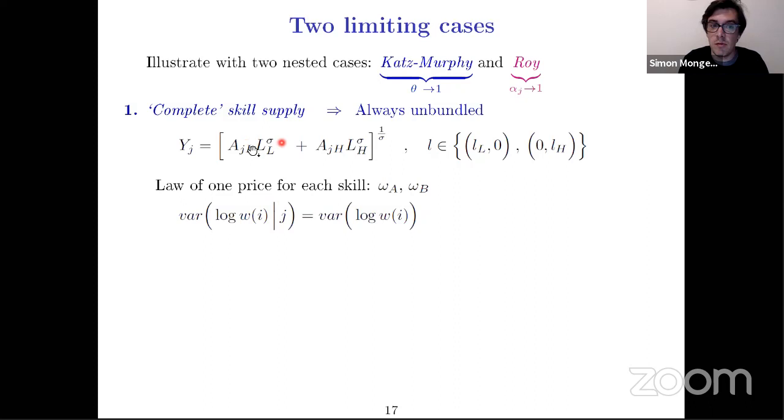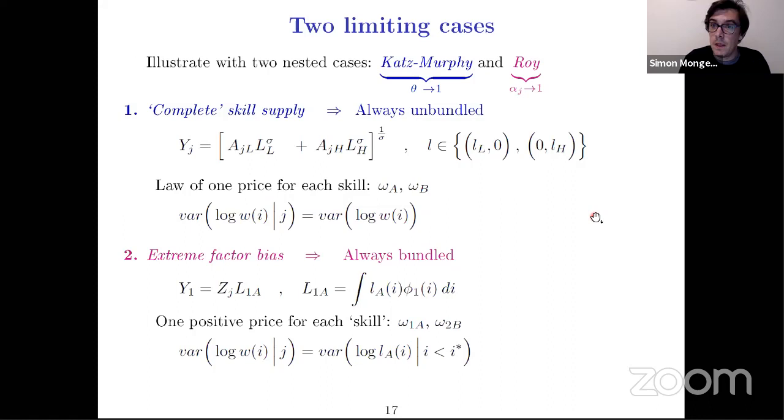So I could have one sector which is very biased towards high skill, one sector which is very biased towards low skill. There's enough diversity in skills such that the price of each skill is going to be equalized across occupations. Right? So we're not going to get these within occupation differences in skill prices which reflect biases of different technologies. Okay, this is off the table. And the equilibrium is always unbundled.